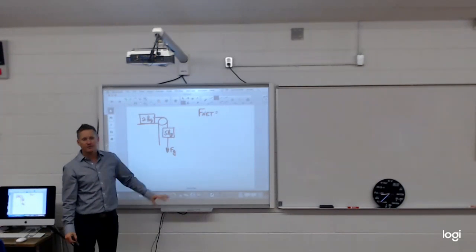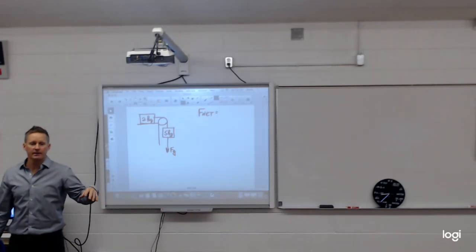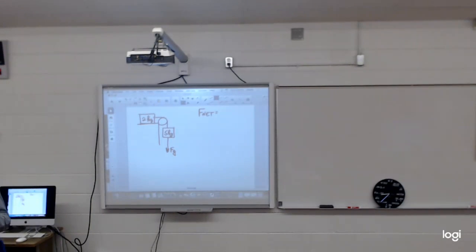Force of gravity on the 5 kg. Is there anything holding the 2 and the 5 kg masses back? Is there anything holding them right now? Pulley and string? No. They're frictionless as well. Nothing is, right?